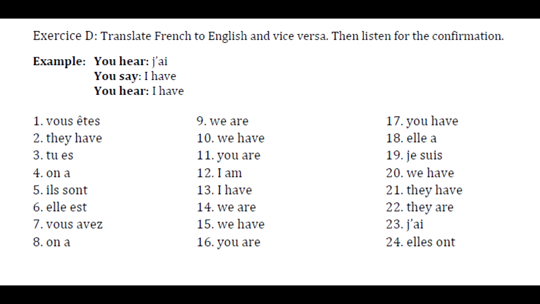21, they have, ils ont or elles ont. 22, they are, ils sont or elles sont. 23, j'ai, I have. 24, elles ont, they have.